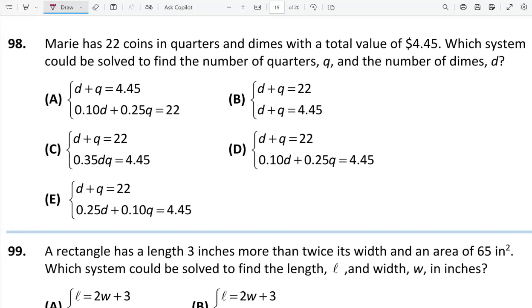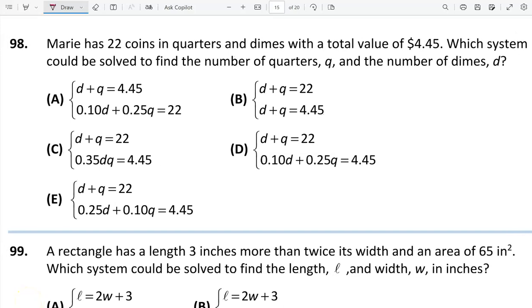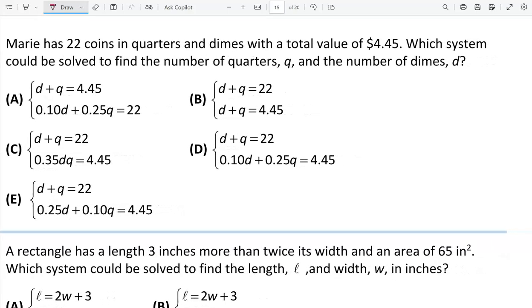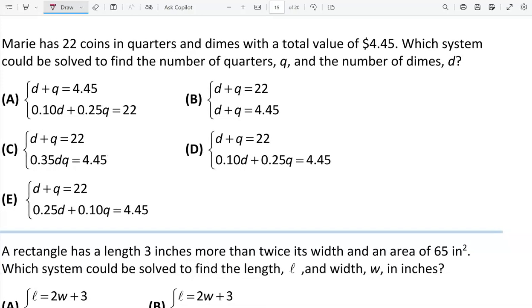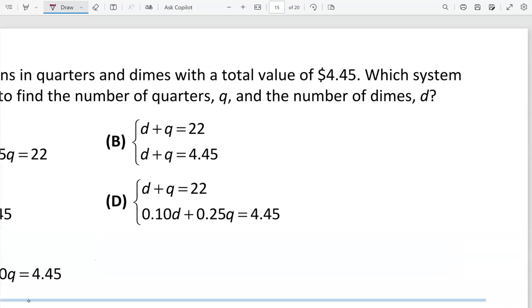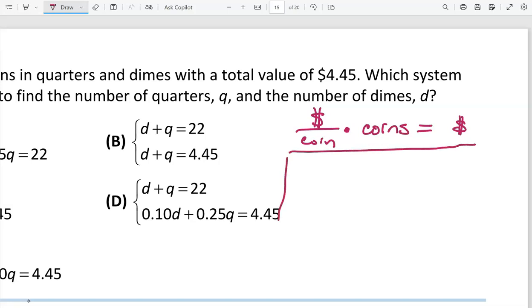All right, in 98, Marie has 22 coins, quarters and dimes, with a total value of $4.45, and we're looking for a system of equations that could be solved to find the number of quarters Q and the number of dimes D. I'm going to create a table to organize my information here. So I have a rate, which I could measure in dollars per coin, and that suggests that we multiply by the number of coins, and that will give us a total dollar amount or dollar value for that collection of coins.